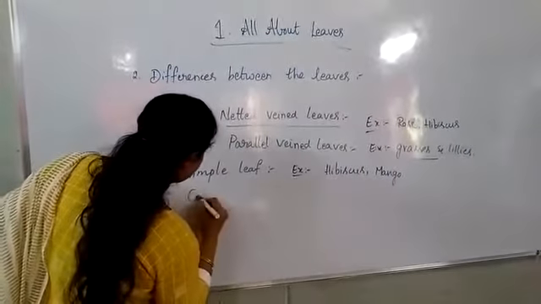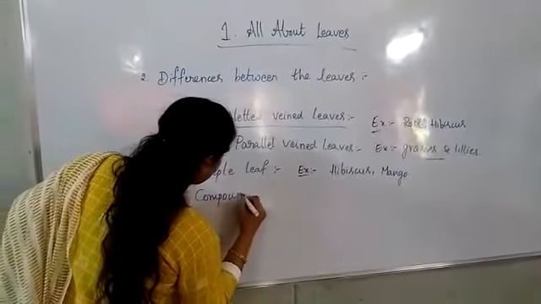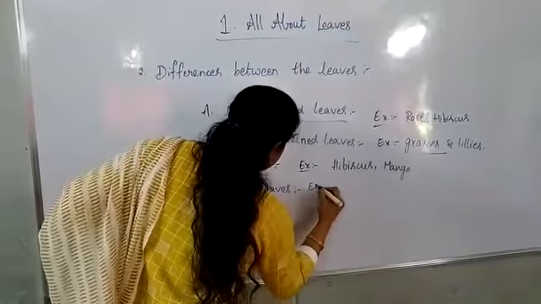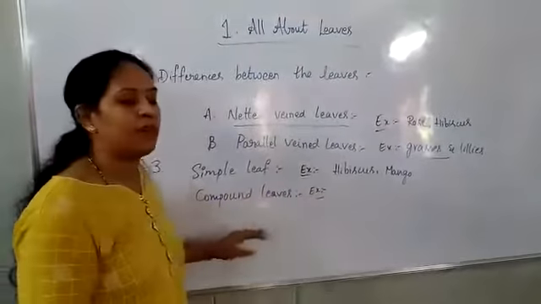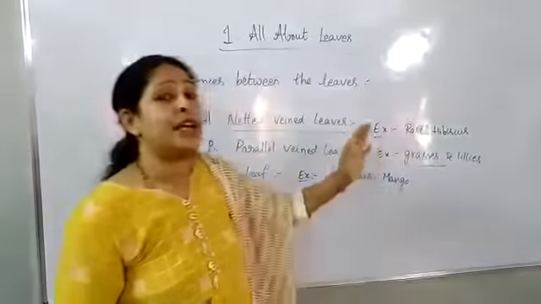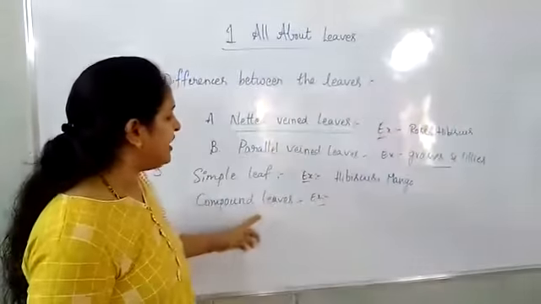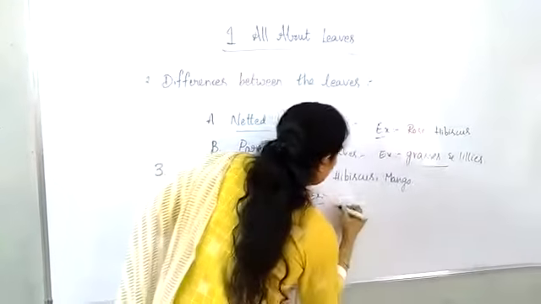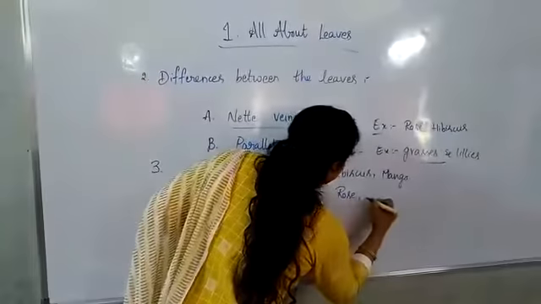Next, compound leaves. In this type of compound leaf, the leaf blade is divided into many leaf blades. So you can observe in rose and neem, here the leaf blade is divided into many leaf blades. I will show the examples. I will show the different types of leaves now.